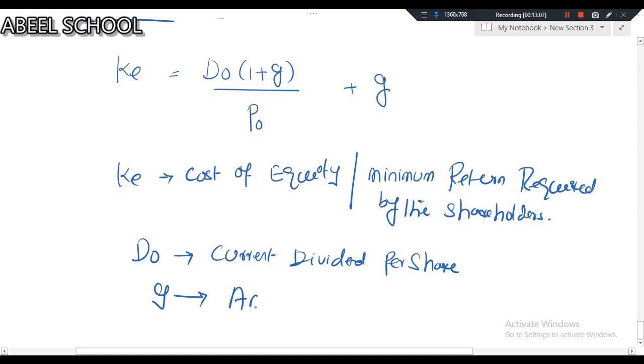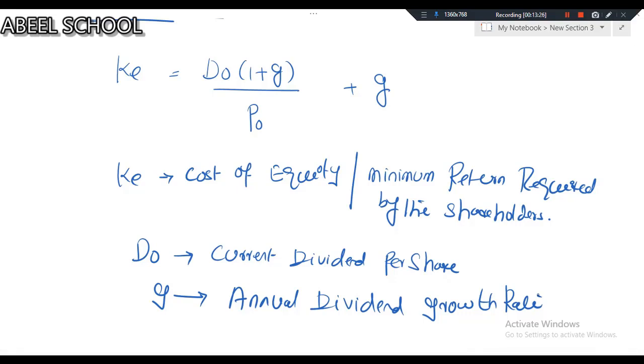G is annual dividend growth rate. And in dividend valuation model, we always assume that annual dividend growth rate is constant. Repeat. In dividend valuation model, we always assume that annual dividend growth rate is constant. So we always work on this assumption that annual dividend growth rate is constant.